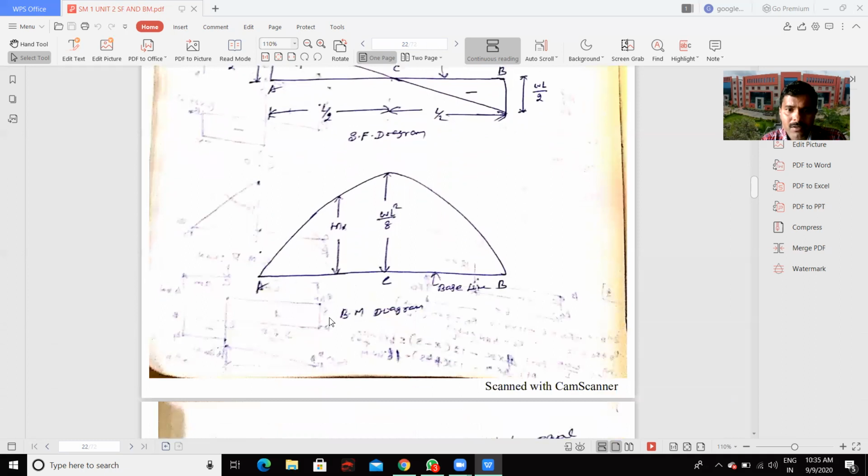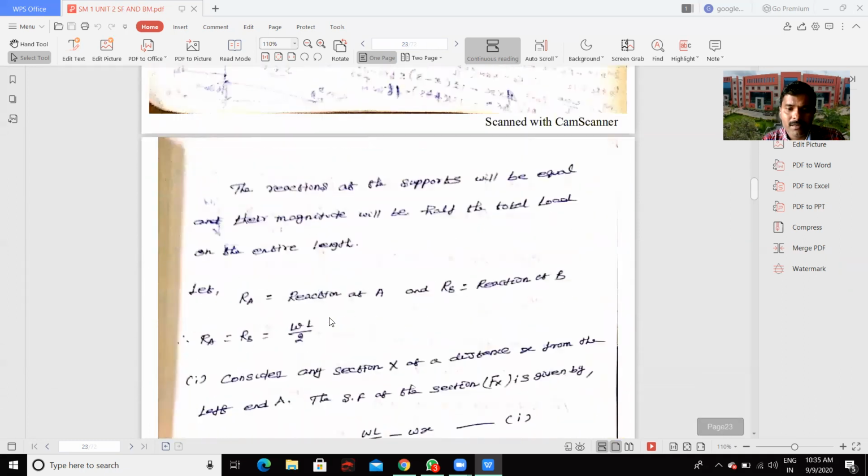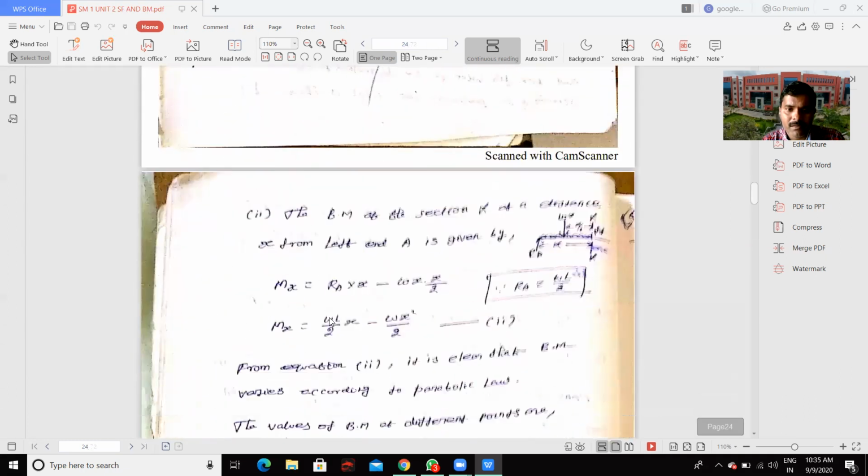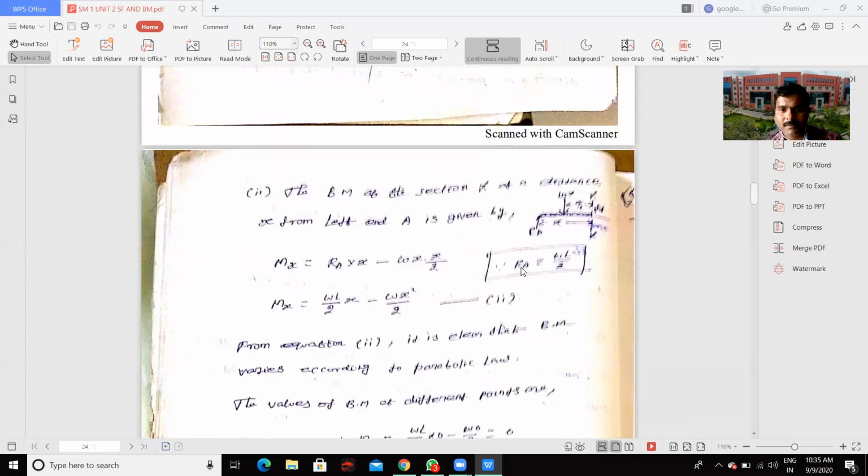Then you need to know how to draw the bending moment diagram. For drawing bending moment, you have to take sections similarly on the x-axis at a distance of x from A and find out the moment at x equation. Then you can substitute x equal to 0 at point A, x equal to L at point B, and x equal to L by 2 at point C. We will find out the bending moment wherever you need.